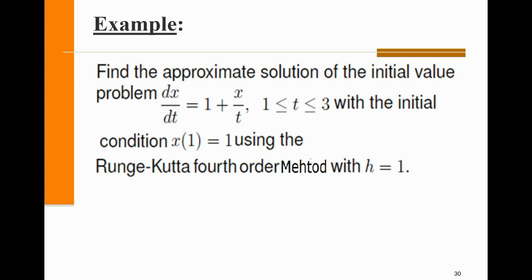So, one example over this fourth order Runge-Kutta method. Here we have been given the slope 1 plus x by t. Instead of y here we have x, and instead of the independent variable x we have t, right? This is our boundary in which we have to evaluate this initial value problem. The initial value is 1 and we have to find the value up to 3. So this is your initial condition: x1 is 1, that means at t1 we are given x equals 1. We have to take the step size h equals 1.